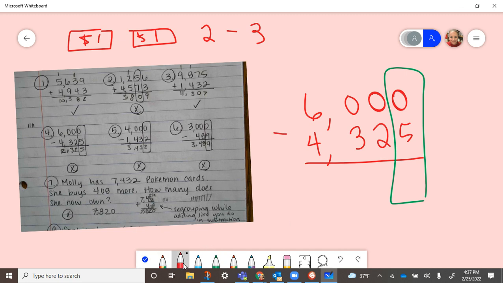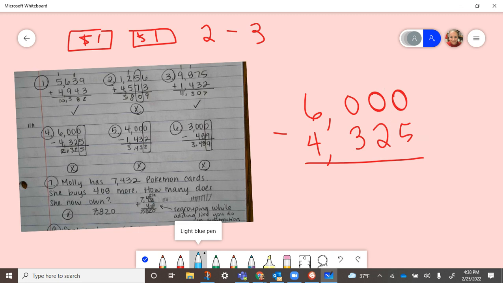We have to regroup. So what we're going to do is we're going to cross that out. There's nothing in the tens place, so we're going to cross that out. Nothing in the hundreds place, cross that out. And then finally, we have something in the thousands place that can help us. So we're going to take 1 away from that, and then we're going to move that value back down the line to the ones place so that we can have something to take away.